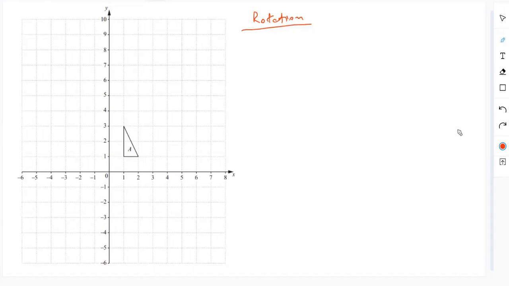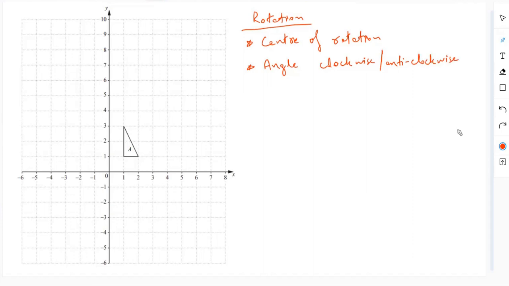There are two main things that define rotation. आप भी जब भी आपने define करनी हो rotation, अगर आप नहीं लिखोगे दोनों चीजें, you will not get full marks. Okay? So one is the center of rotation. And the other is the angle of rotation, right? The angle, उसको फिर आपने लिखना होता है whether it's clockwise or anti-clockwise. ये दो चीजें mention करना जरूरी है. This is what defines rotation. It's defined by the center of rotation and the angle, whether it's clockwise or anti-clockwise.